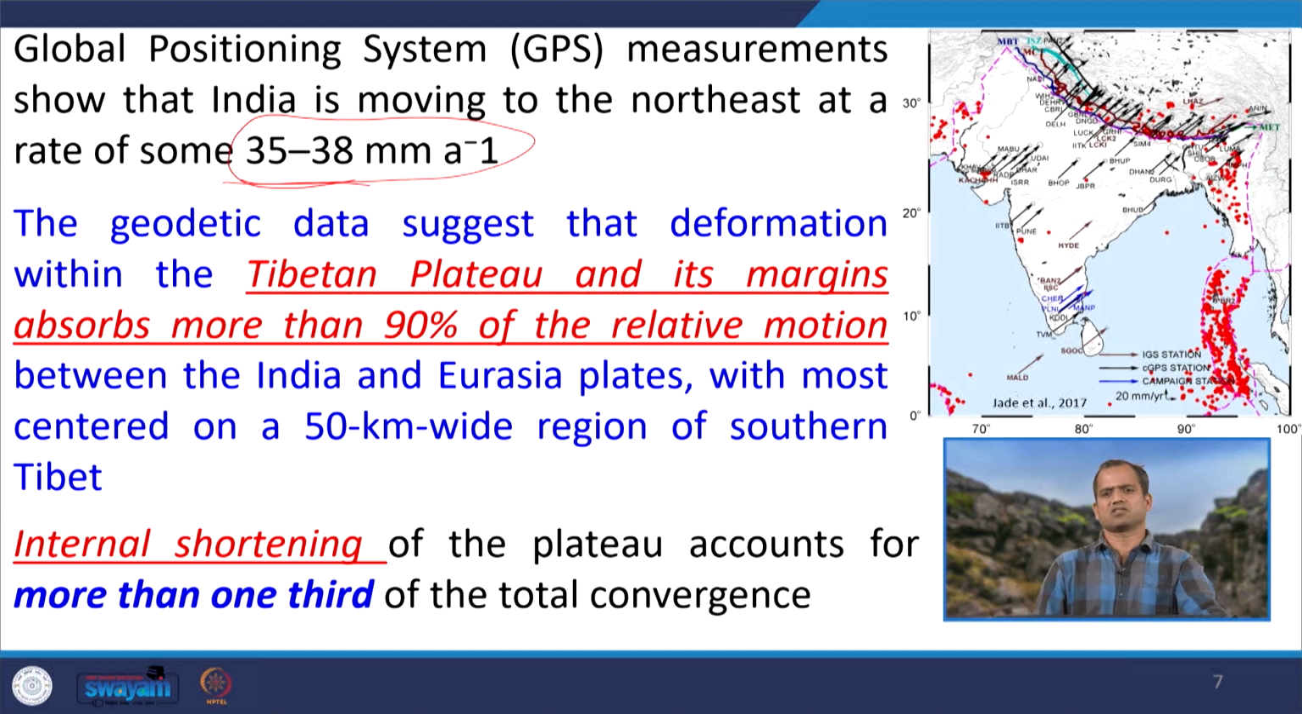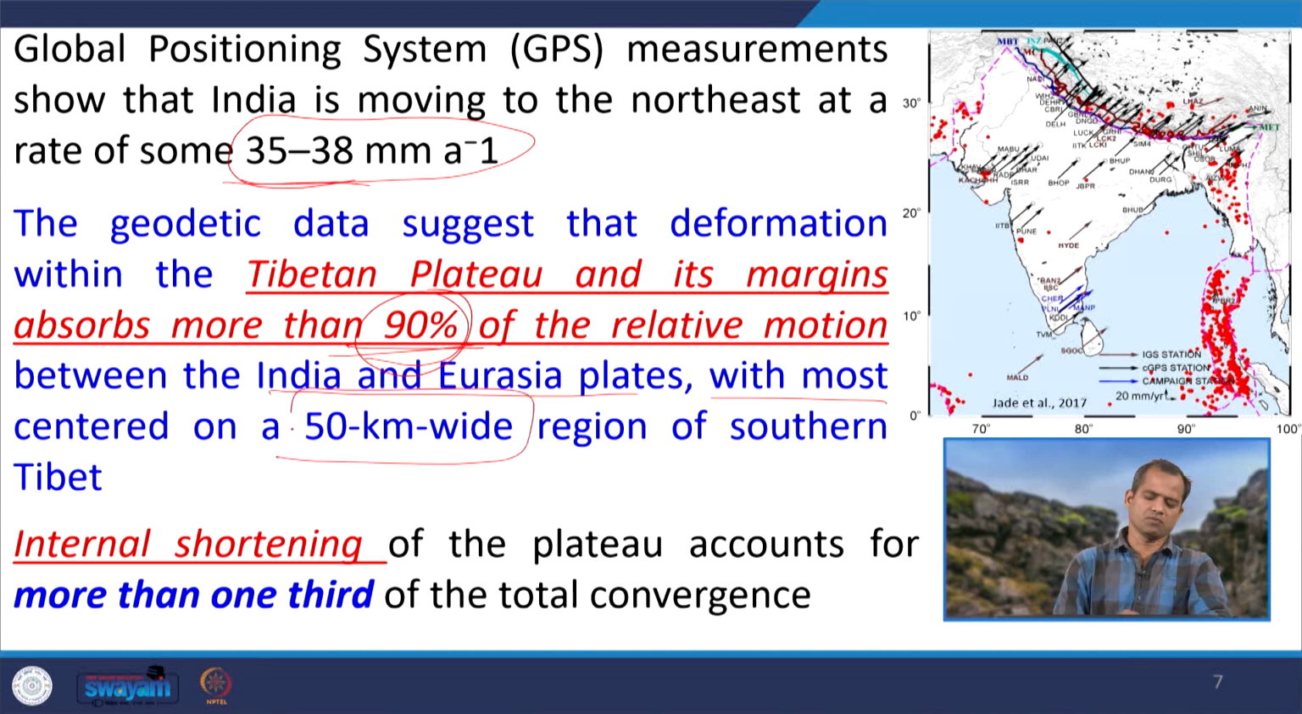And the geodetic data suggests that the deformation within the Tibetan plateau and its margins absorb more than 90% of this relative motion. Relative motion we have already discussed at the initial part of this class, and 19% or more of the relative movement is absorbed by the southern end of this Tibetan plateau, southern margin of the Tibetan plateau between India and Eurasian plate, with most centered on this 50-kilometer wide region of the southern Tibet. So, most of the relative movement is observed here.